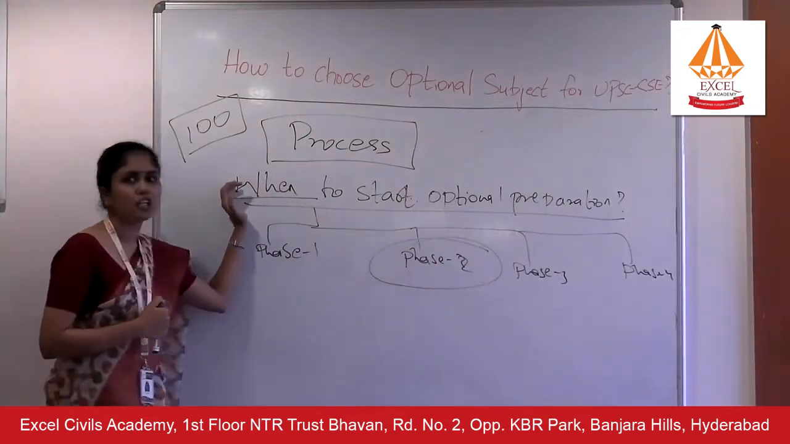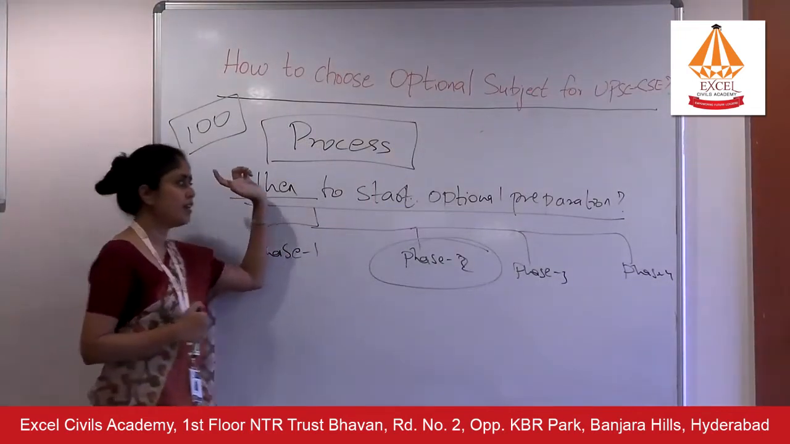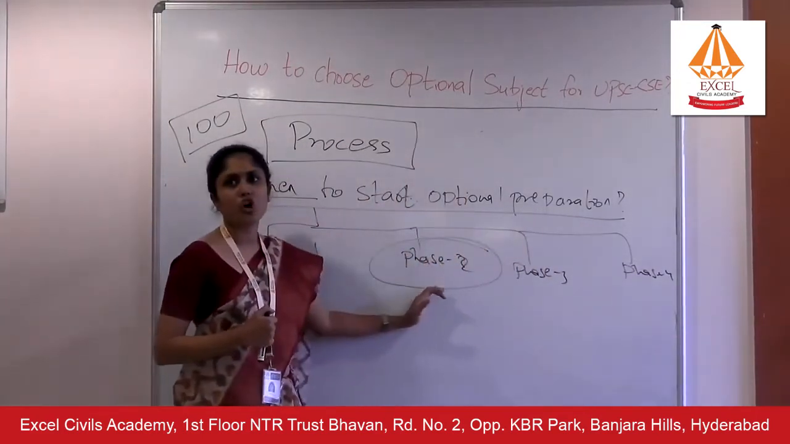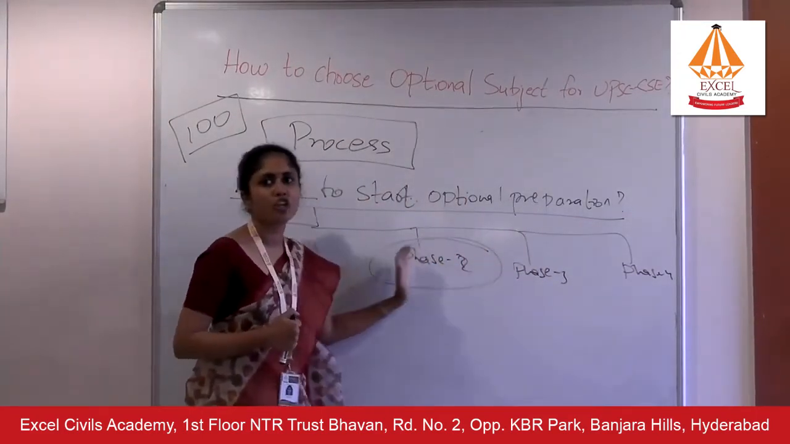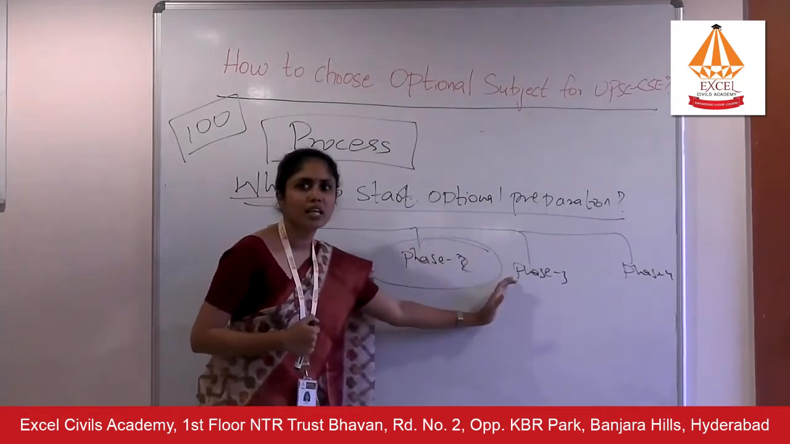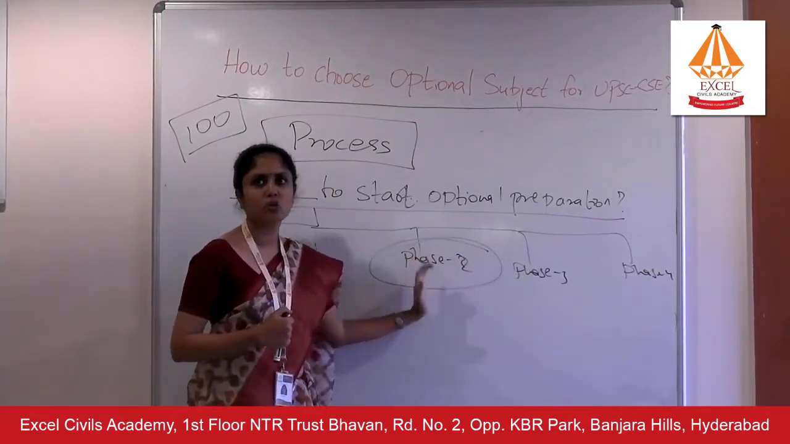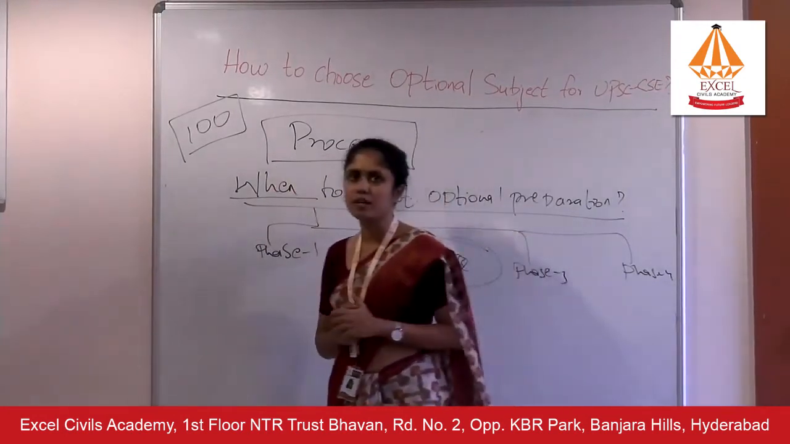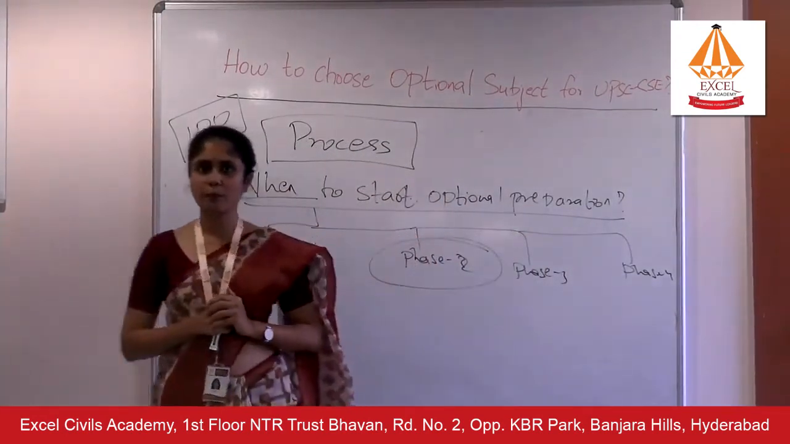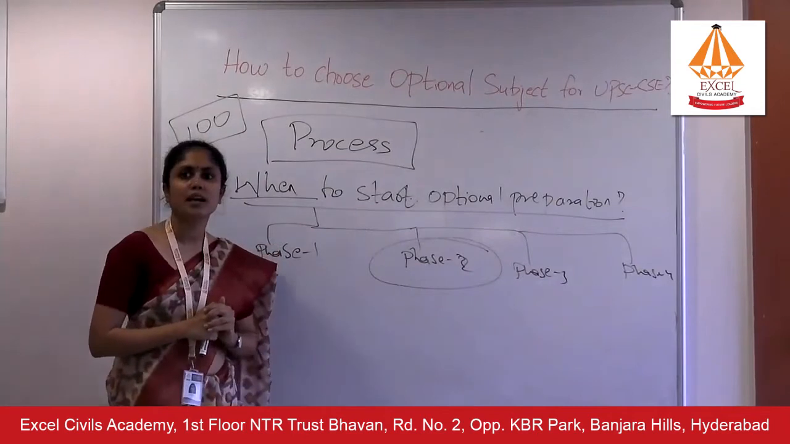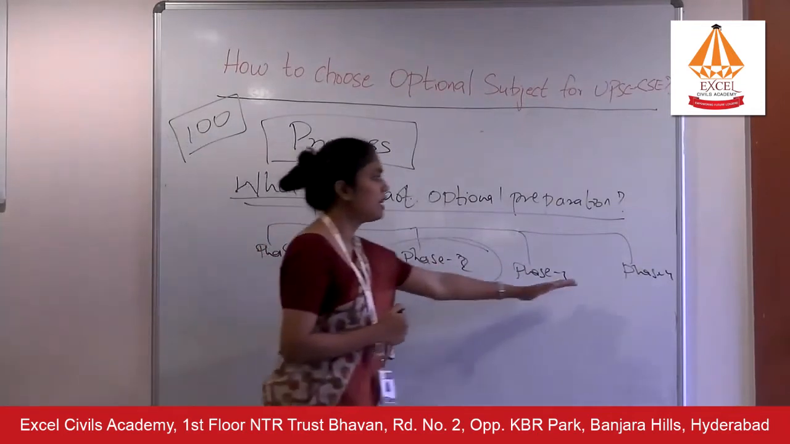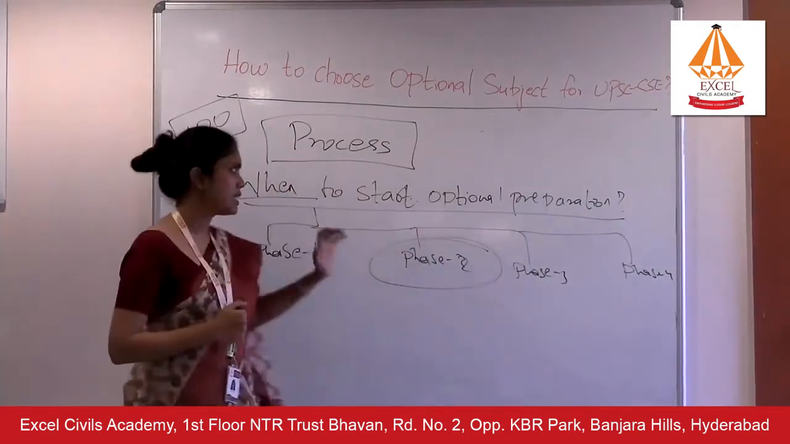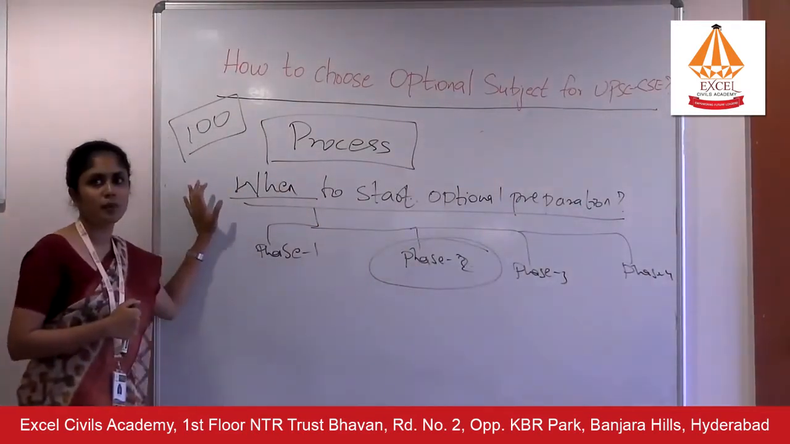So when to start your optional preparation? It is not after prelims examination. You must finish your optional syllabus well before your prelims examination. In fact, 3 months before your prelims examination, you must have finished the syllabus of all the 4 general studies papers as well as your optional paper. And the only thing which must be left for you to do after prelims is to revise and practice answer writing. Okay, so this is when you have to start your optional preparation.